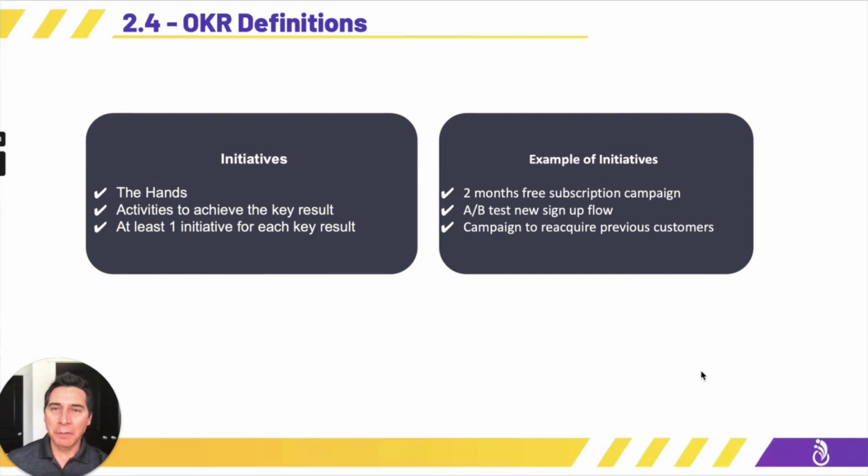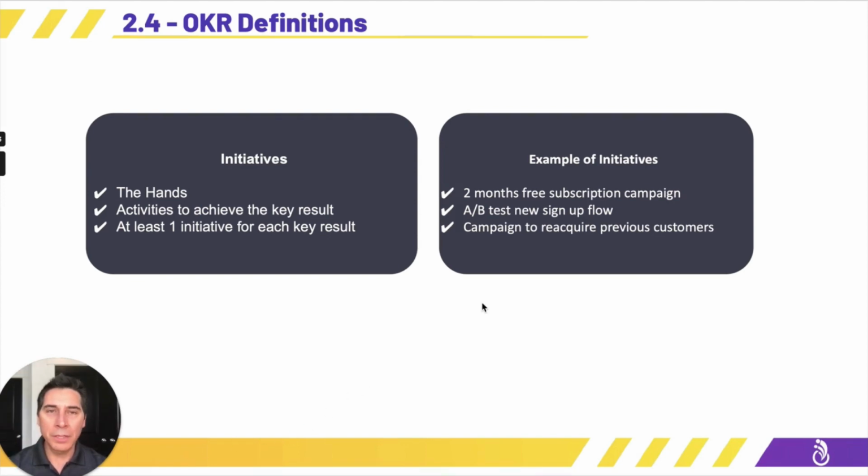So initiatives, these are the hands, right? These are the things that we do to achieve our key result. Essentially, that big giant list of tasks that we keep talking about, right? That list of to-do, those are your initiatives. Your initiatives are the things that become our backlogs. Initiatives are those things that you work on from sprint to sprint to sprint, right? These are our epics, our user stories. That's what your initiatives are.